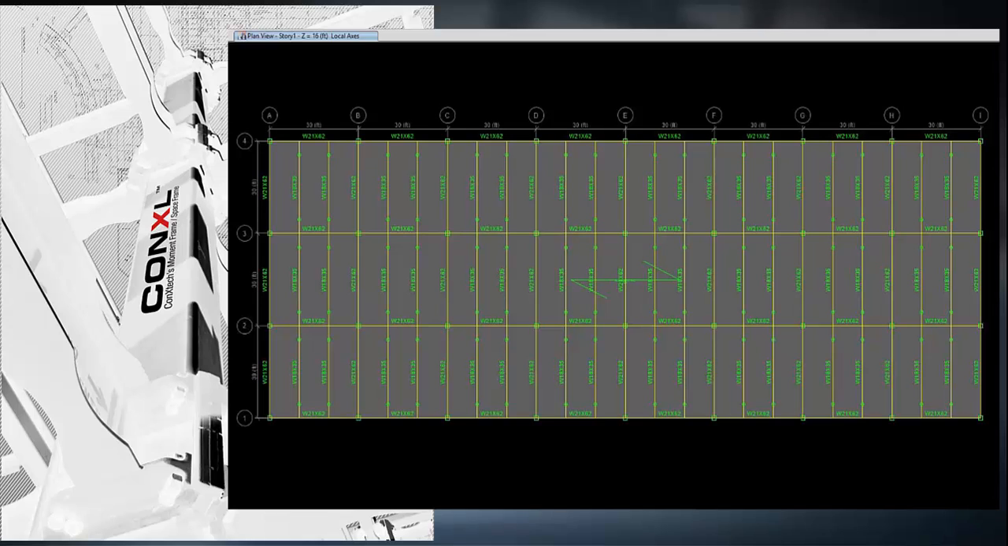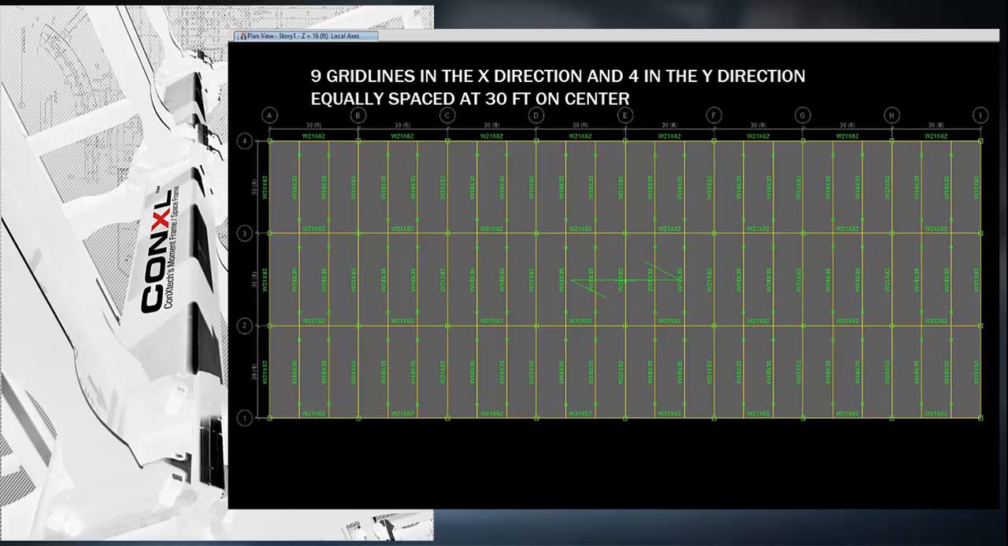In plan, the structure consists of 9 grid lines in the X direction and 4 in the Y direction, both spaced at 30 feet on center. For the intermediate beams, assume W18 by 35 at 10 foot on center to support the deck.